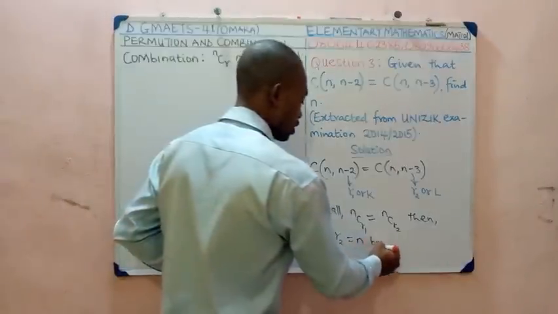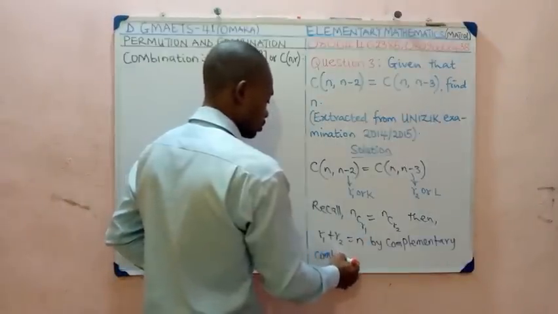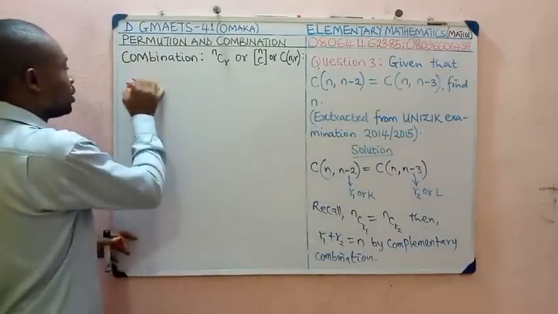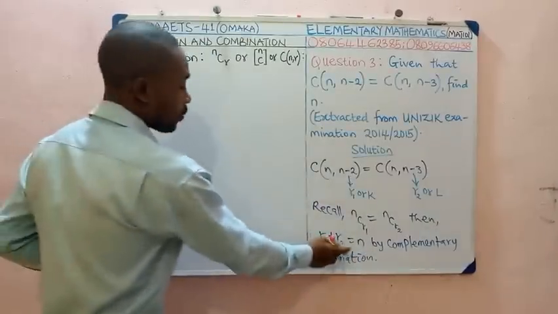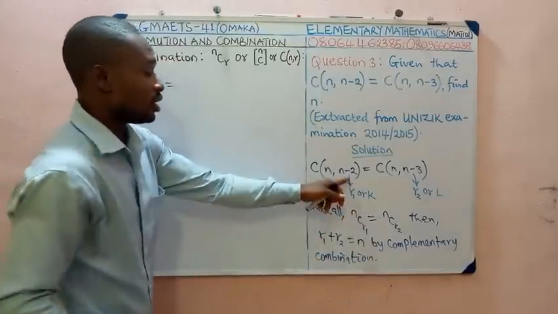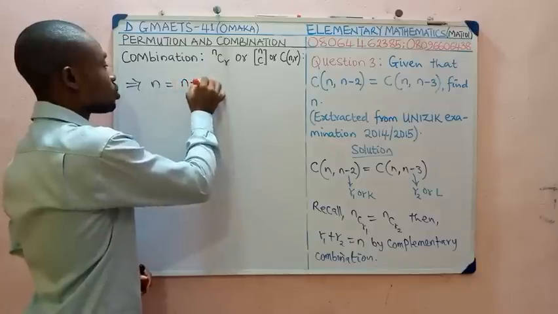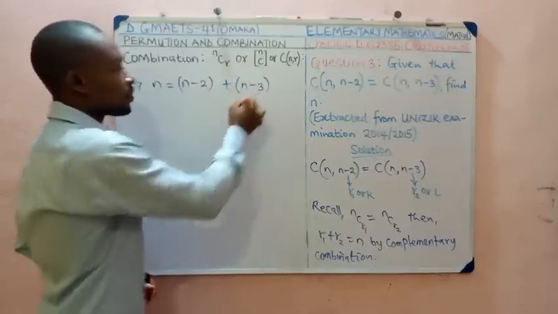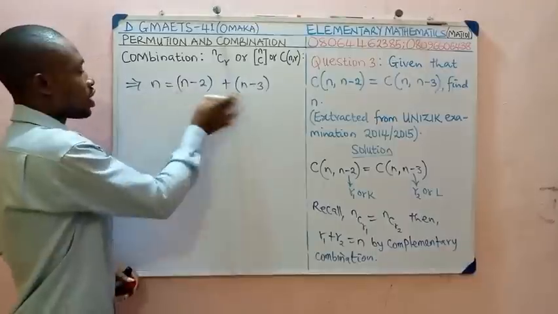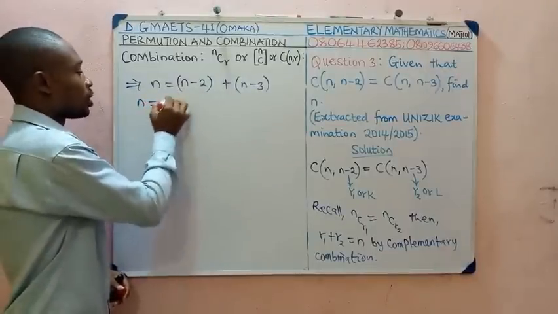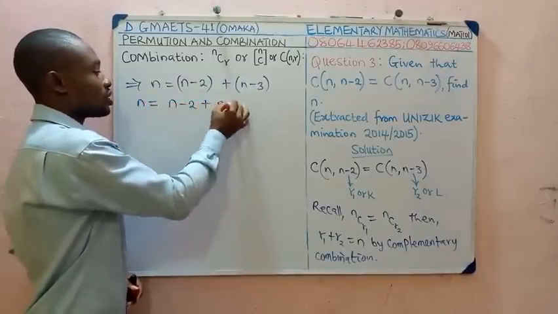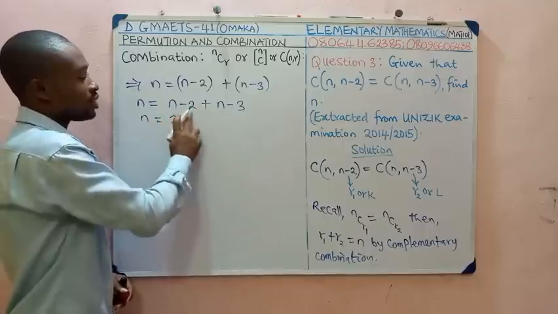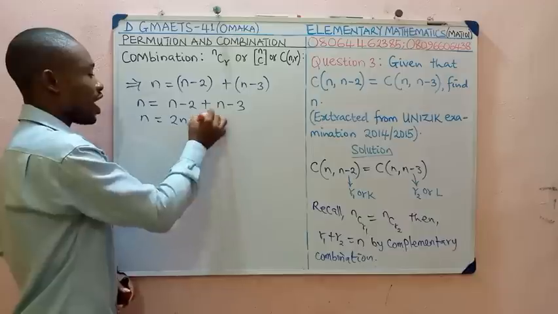So let me indicate. With this principle, we're going to solve for n, which means that n is equal to R1 plus R2, or k plus l. In this case, R1 is n minus 2, so we're going to add it to R2. R2 is n minus 3. So we're going to solve this and see what we're going to get for n. Open up the bracket, it's going to give us this term. Then n is equal to n plus n, which is 2n, then minus 2 minus 3 is minus 5.